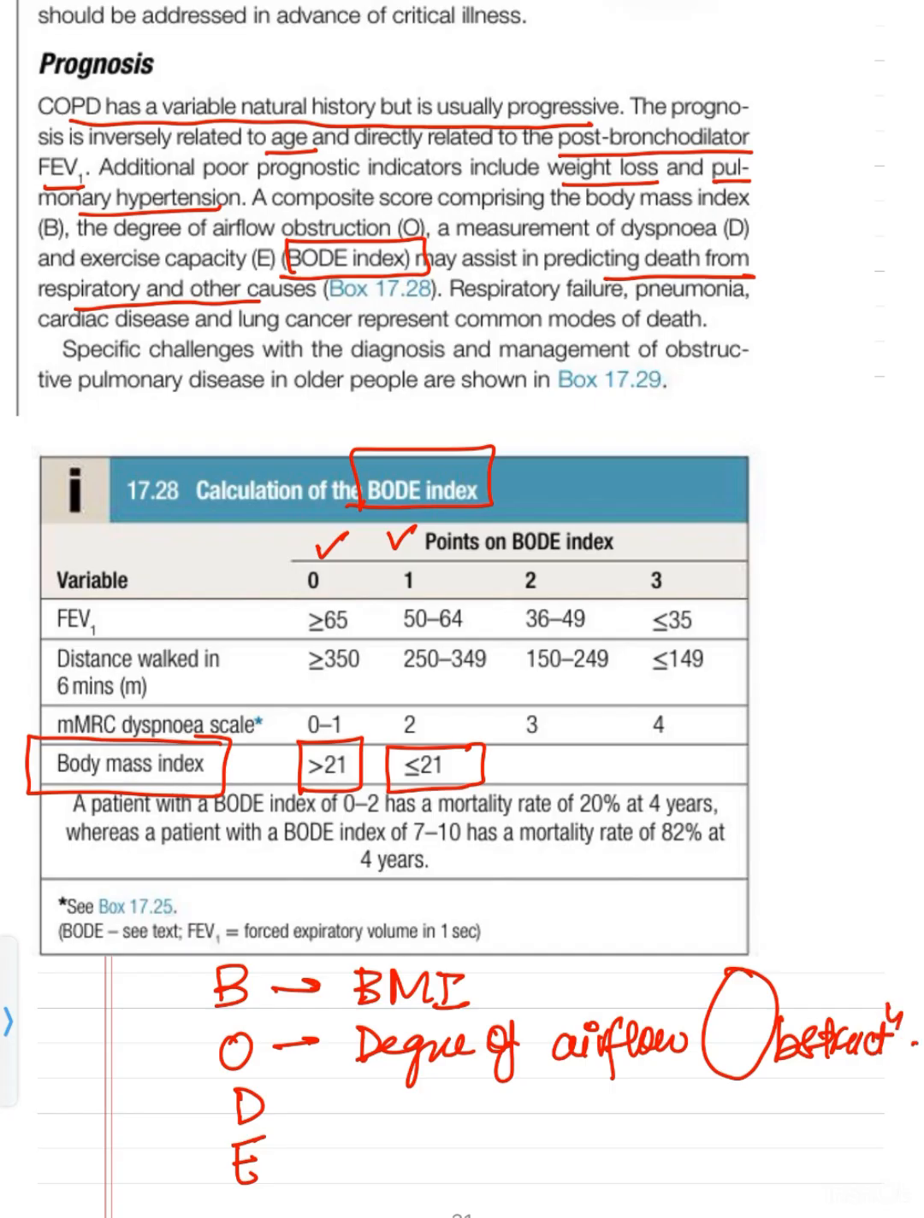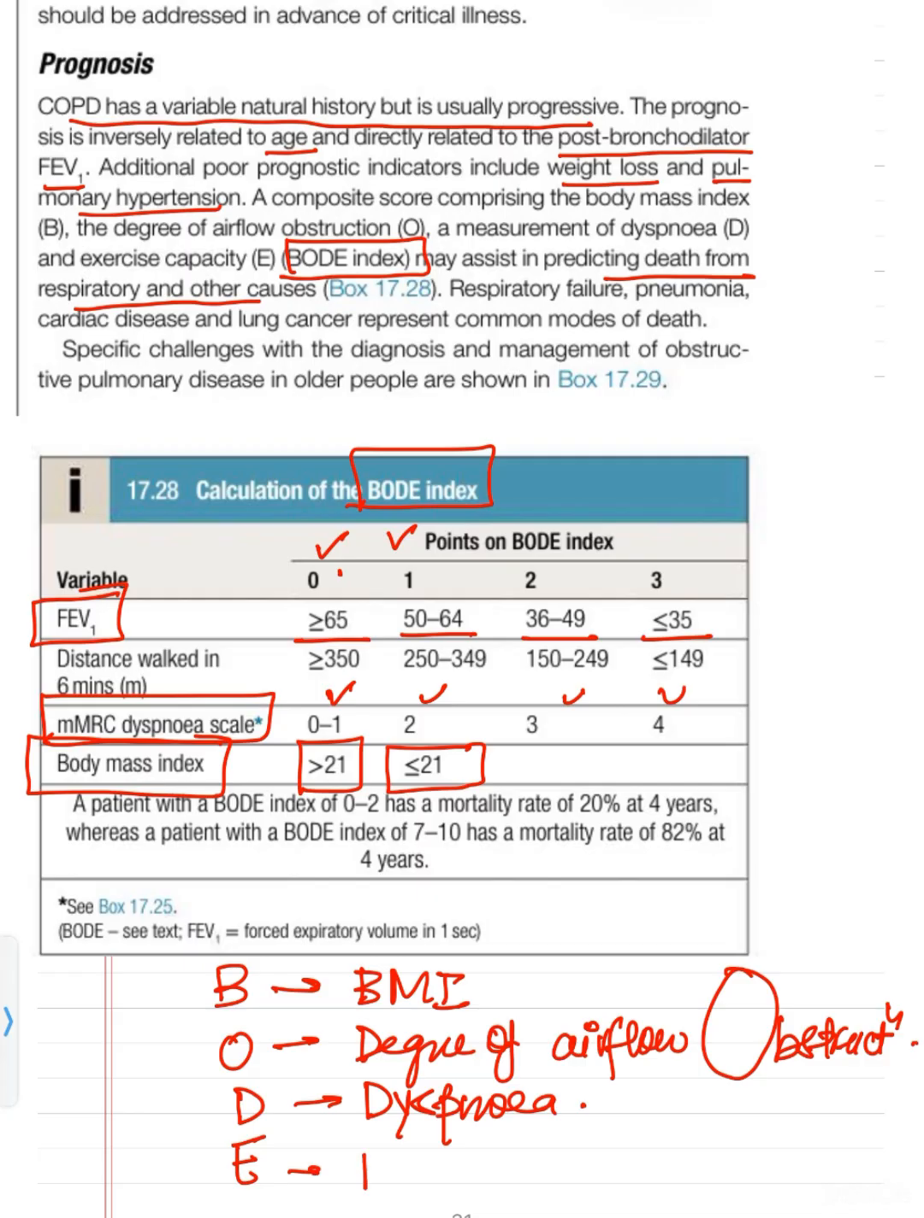For O we have the FEV1, forced expiratory volume in 1 second. If it is more than 65, then score is 0. 50 to 64, score is 1. 36 to 49, score is 2. Less than 35, score is 3. Then we have the D. D is for the measurement of dyspnea. So how will you find out the dyspnea? You will go for the MMRC dyspnea scale. This MMRC scale is 0, 1, 2, 3, 4, accordingly you have to give.